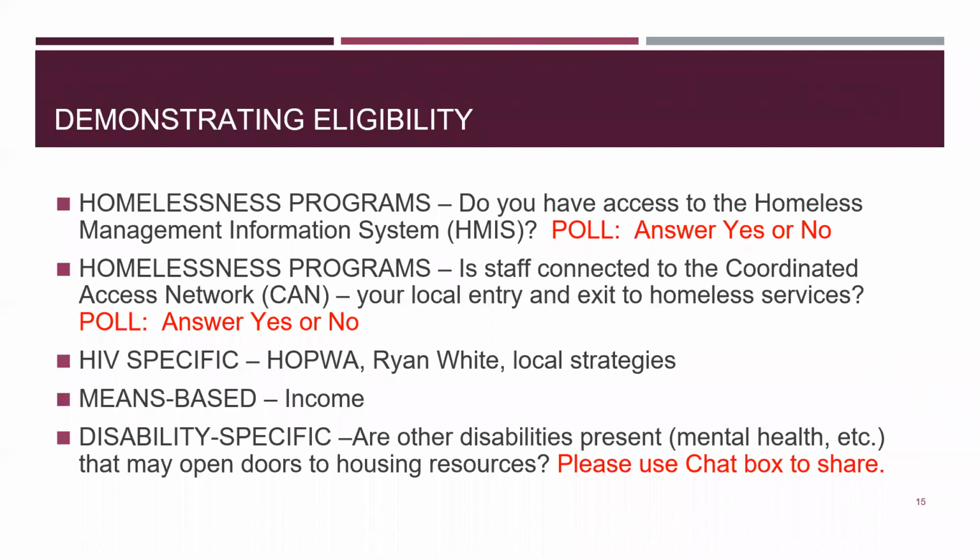And disability specific, here's a question I have for you. Are there other disabilities present, mental health or addiction, that may open doors to other housing resources for you? So this is going to be a chat box, please. I can say that in our area, we have housing for people with severe and prolonged mental illness. So if a person has HIV and some mental health issue, there may be housing that we can access for them through our Department of Mental Health. It would not necessarily be through the homeless services system or housing programs. It would be through the mental health system.